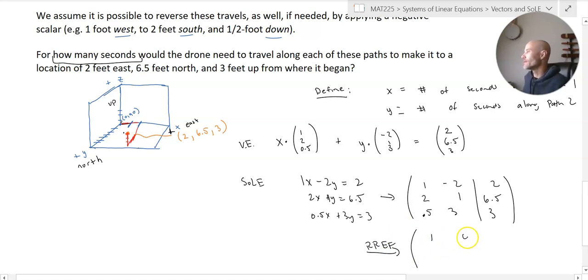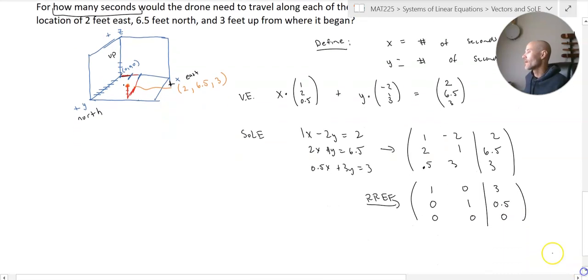Now, when I do the reduced row echelon form, it will look a lot like what we've seen before: 1, 0, and I believe we get 3 here, 0, 1, 0.5, and then here we should get 0, 0, 0. Now remember, this row just doesn't contribute. There's no information here, other than it tells us that there isn't a 0 equals 1 case or a no solution case. So far we know that this is possible.